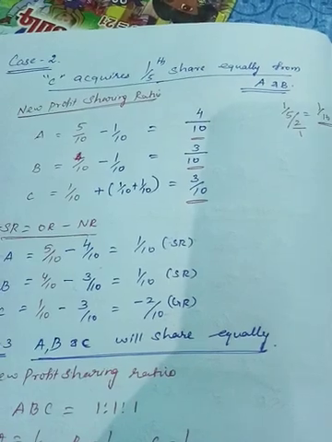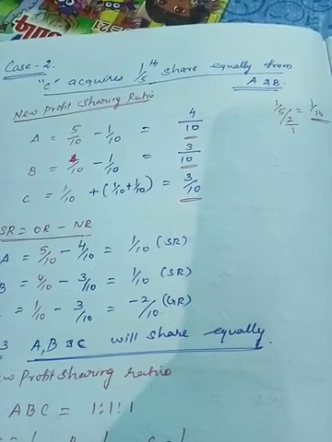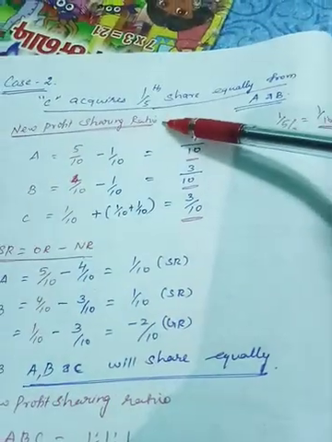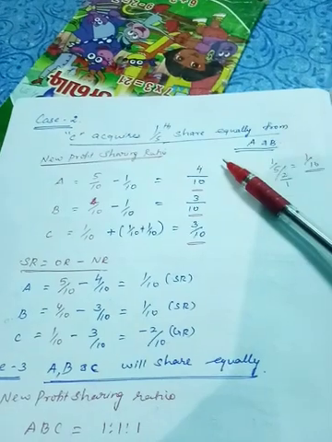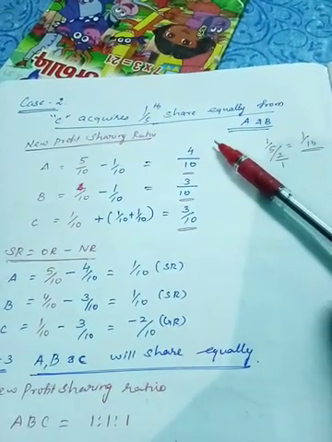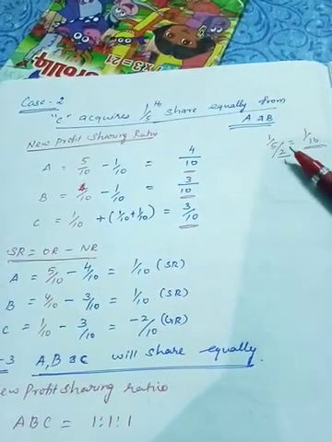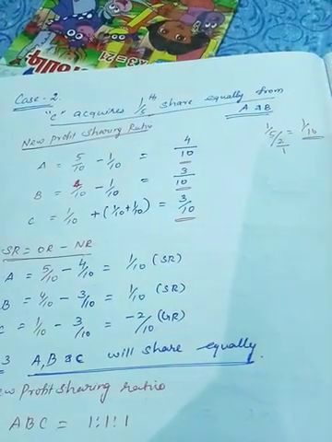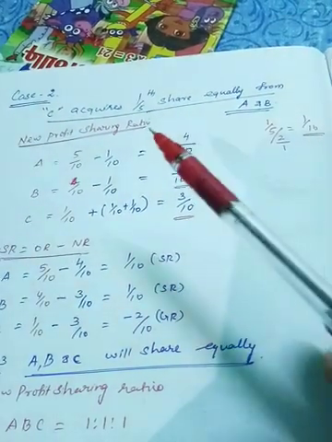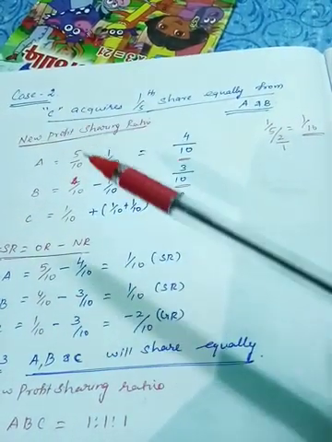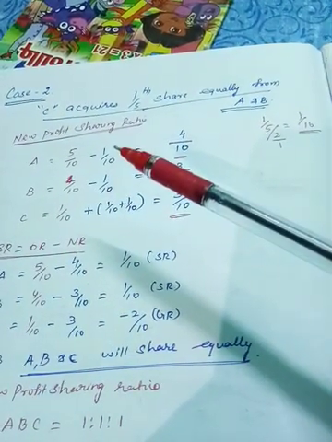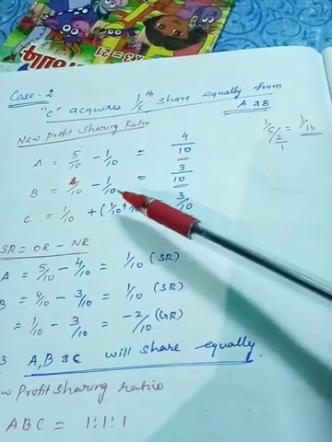Then come to case 2. Case 2, C acquires 1/10 share equally from A and B. So you have to divide 1/5 into two equal parts, that means for A and B. So 1/5 divided by 2 equals 1/10. So that is fraction and division. Old profit sharing ratio is A 5/10, B 4/10, C 1/10.